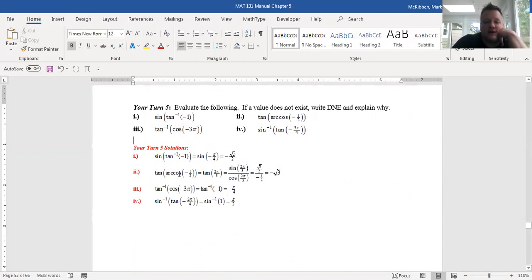For this guy, the arc cosine of -1/2, right? So what angle between 0 and pi, remember, gives you a cosine of -1/2? Well, we know it has to be in quadrant 2, and that angle is a multiple of pi over 3, so it has to be 2 pi over 3. And then we have to compute tangent of 2 pi over 3. Well, we know tangent is sine over cosine. The sine of 2 pi over 3 is root 3 over 2. Its cosine is -1/2, and so I get negative root 3.